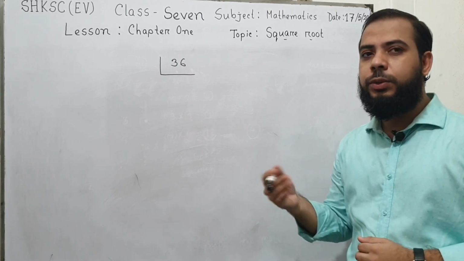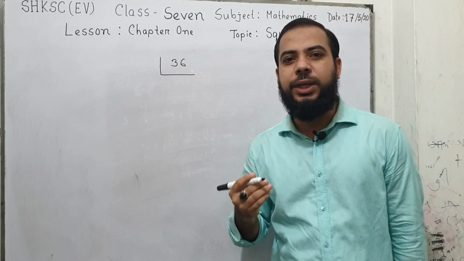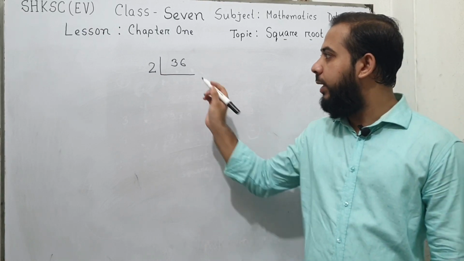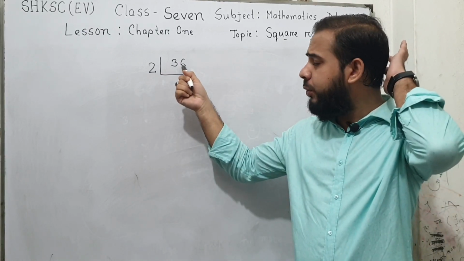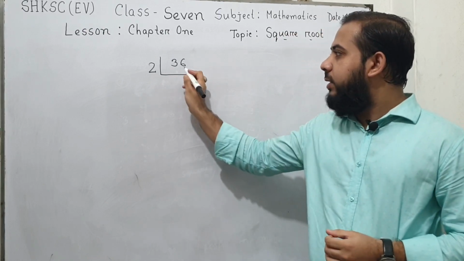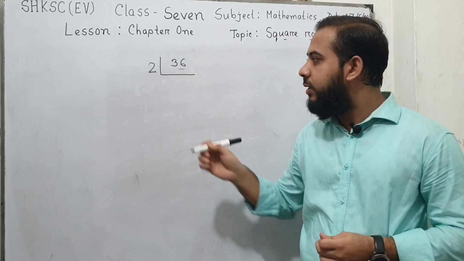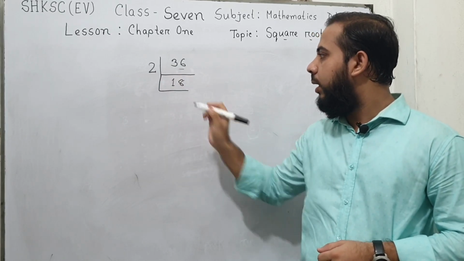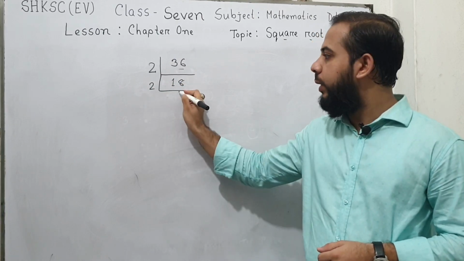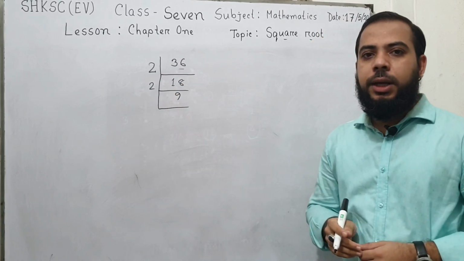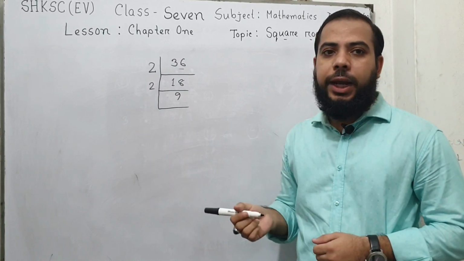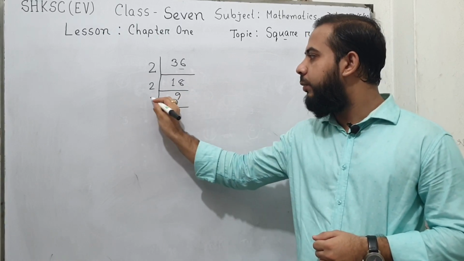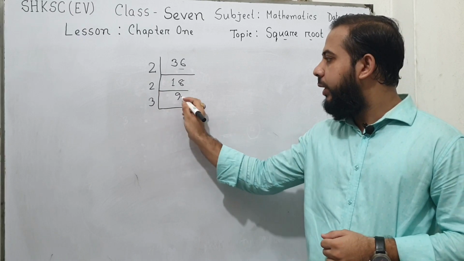At first we divide 36 by the lowest prime number, that is 2. If it is divisible by 2, we divide it by 2. If it is not divisible by 2, then we divide it by 3. This is an even number, so obviously we can divide it by 2. Dividing by 2, we get 18. Again this is even, so we divide by 2 and get 9. This is an odd number, so it is not divisible by 2, and we divide it by 3. So 3 times 3 is 9.